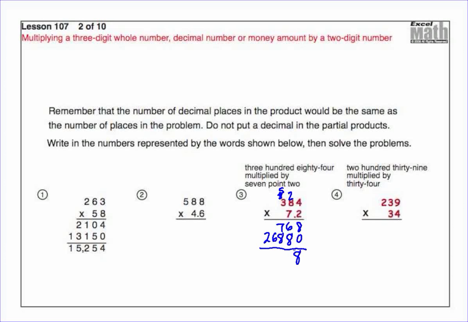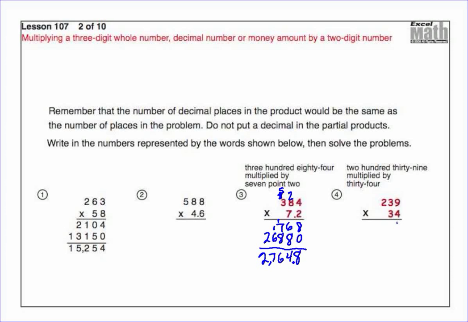Okay, and then you're going to add it all together. 14 there. There's 15, 16. Carry the 1, 7, 2. Now again, we have a decimal point, so we got to go over one spot with a decimal point. 2,764.8, or 8/10.